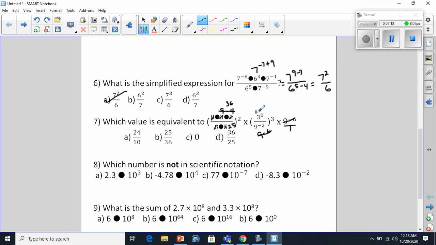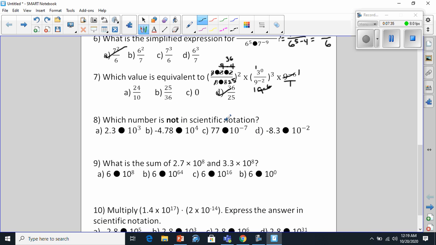Right? Because this is going to be canceled out. That's going to be a 1. That's going to be a 1. You see 1s all over the place. So really, since these are just multiplying a number by 1, the answer should be 36 over 25. 36, right here, 36 over 25.